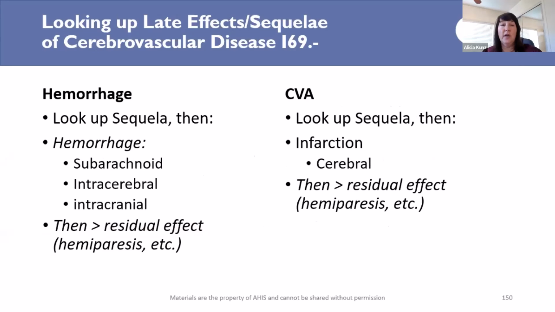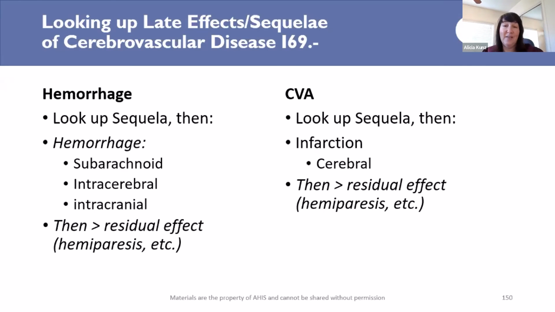If your physician documents that they had a hemorrhage of some sort, subarachnoid, intracerebral, etc., then you're going to start with the term sequela. Always the term sequela in your alphabetic index. Then you would look for the subterm hemorrhage. And then your next subterm would be what type of hemorrhage? Subarachnoid, intracerebral, intracranial. And then you would look up what is the late effect. Is it hemiparesis? Is it dysphagia? What is it? And then that would help you get your code.